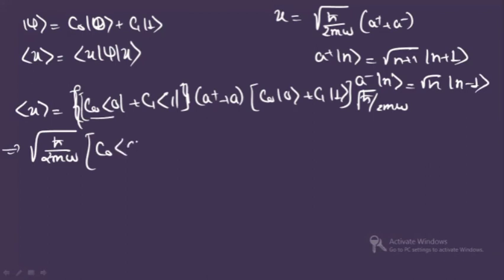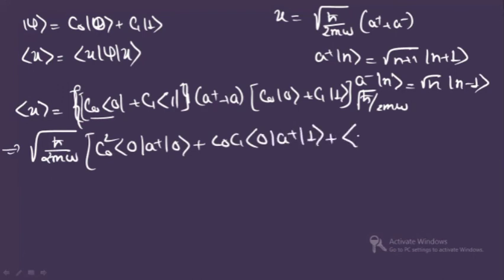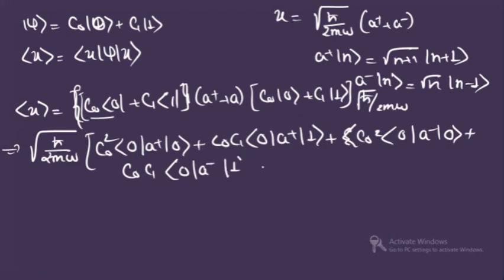C naught is ⟨0|A dagger|0⟩ plus C naught square, C naught C1. You will have ⟨0| first, again raising operator |1⟩ plus, again you will have here C naught square ⟨0| lowering operator |0⟩ plus, again you will have C naught C1 ⟨0| lowering operator |1⟩, right? Now we will do for C1.